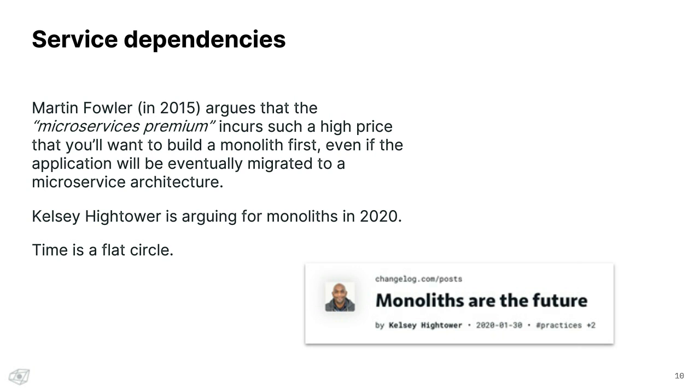Kelsey Hightower has been arguing for monoliths lately, that there are a lot of advantages to them. And certainly, there was a post not long ago from a bunch of engineers at Google talking about how they're stepping back from microservices and moving towards macro services. They decided that 1,000 microservices, or whatever the number was, was maybe too many for their organization.